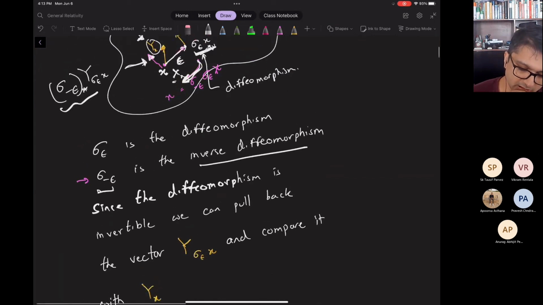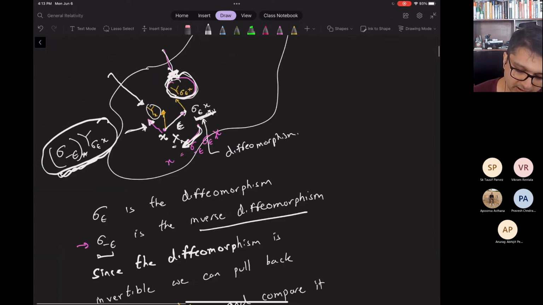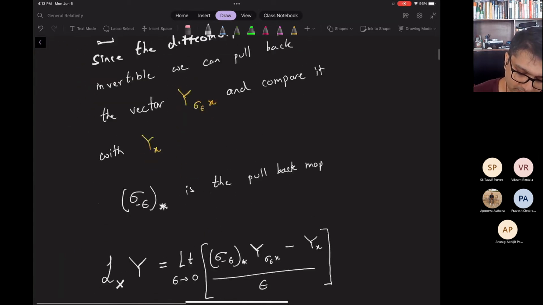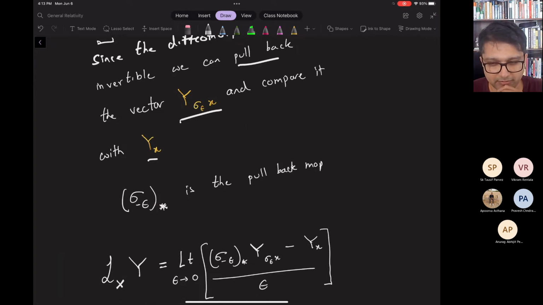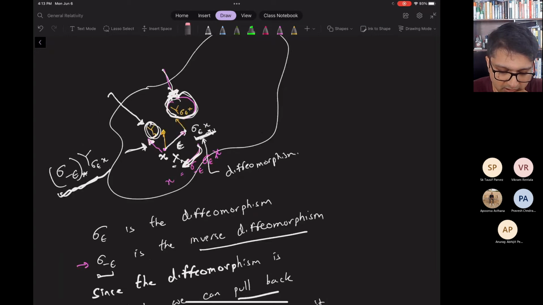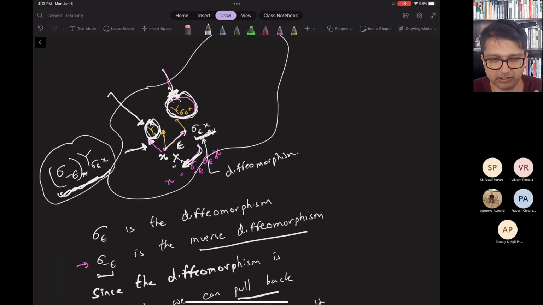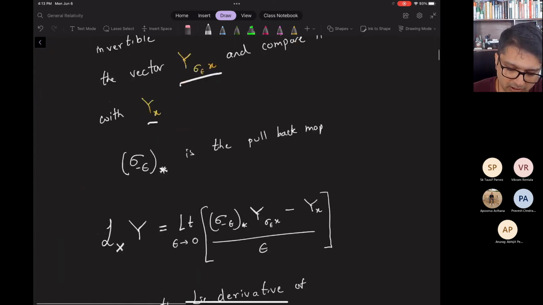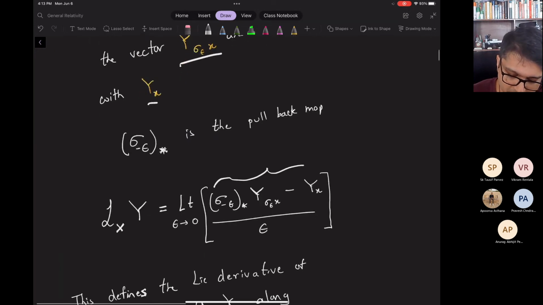What we're going to do now is compare this pullback, or the push forward in the opposite direction, with the original Y of x. This will allow us to define a derivative. It's the difference between this pullback and the vector Y of x. You expect this difference to be small, order epsilon, because in the limit epsilon goes to 0 you don't expect any difference, since you're not really moving from this point at all. So to leading order, this difference should be order epsilon. Then I divide by epsilon and take the limit epsilon goes to 0.